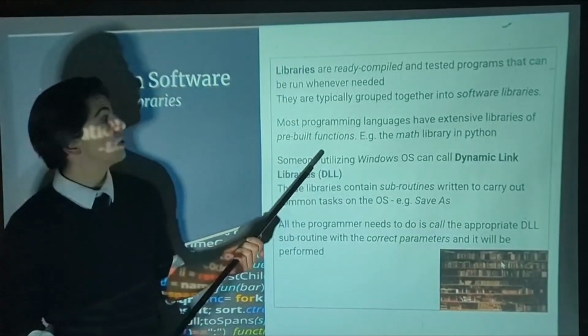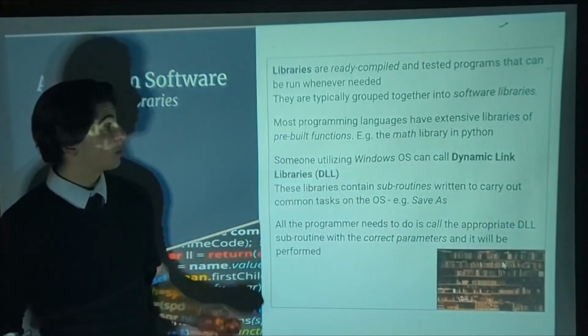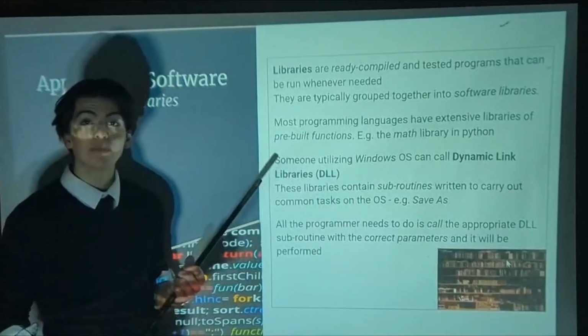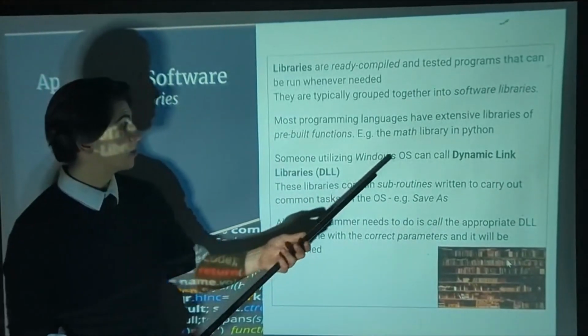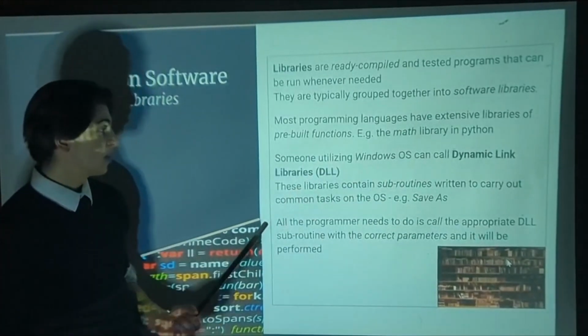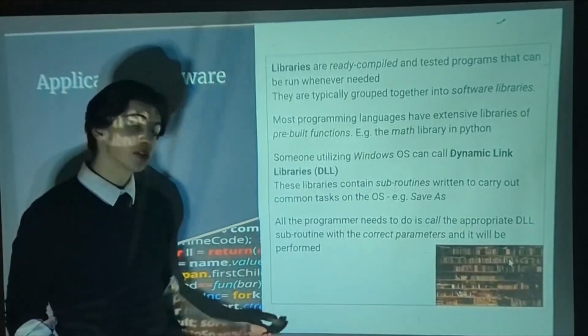Libraries are ready compiled and tested programs that can be run whenever needed. Most programming languages have extensive libraries of pre-built functions. Someone utilizing Windows operating system can call dynamic link libraries. These libraries contain subroutines written to carry out common tasks on the operating systems, for example, save as.